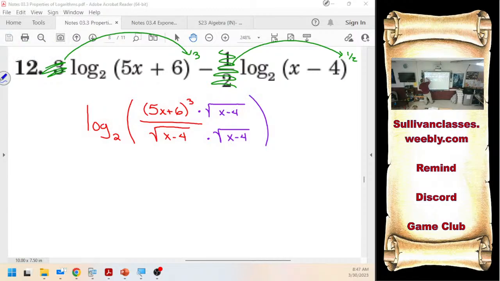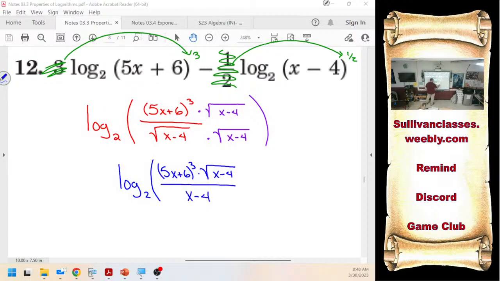And then simplify. Log base 2, I say simplify, but it actually looks more complicated. 5x plus 6 to the third, by square root of x minus 4, all over x minus 4. There's one tiny thing missing. We're missing the cherry on top.